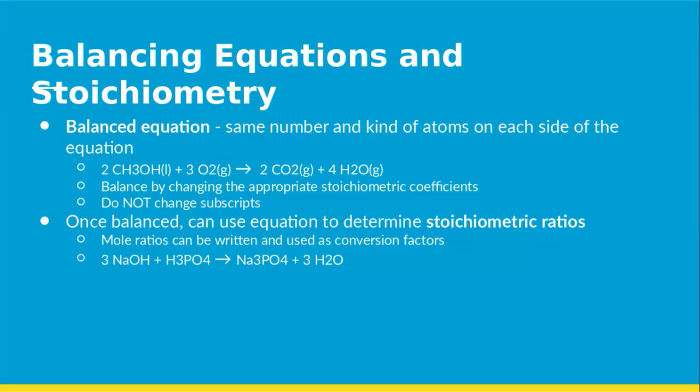Once the reaction is balanced, you can use stoichiometric ratios, the ratios between different moles of a reactant with a reactant or a reactant with a product, and they can be used as conversion factors whenever you're doing dimensional analysis.